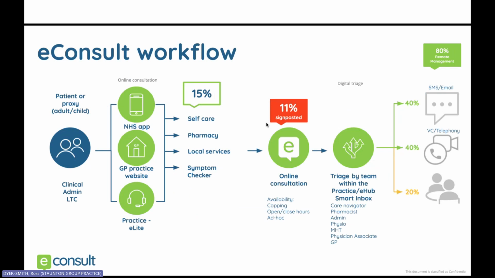But the flow, and we'll touch on that in a minute, but the flow basically is patient comes through various routes, through the NHS app, through your website, or if you're using eLights, which is where a receptionist can actually take an eConsult down from a patient. They can be signposted to self-care, pharmacy and local services, and you can signpost them away when they get through into the actual online consultation itself. There is capping and open and closed hours and ad hoc management of your flow if you want to.